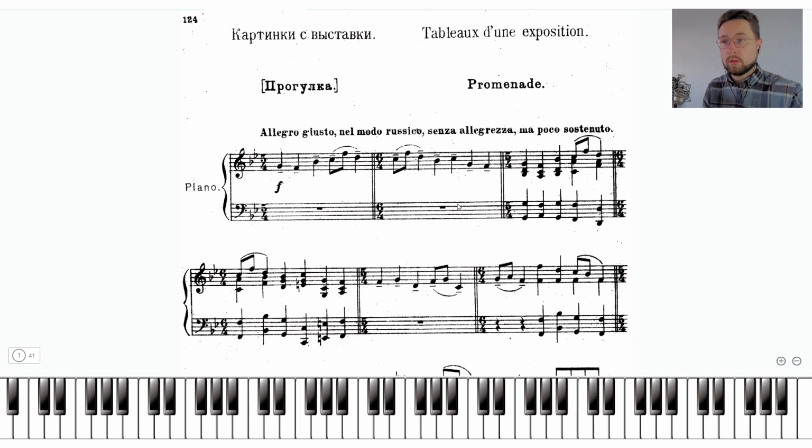Actually, the piece is extensive, so it features 10 separate numbers and has this promenade, which is like an introduction. What we'll be doing in today's video is to just focus on the first promenade.